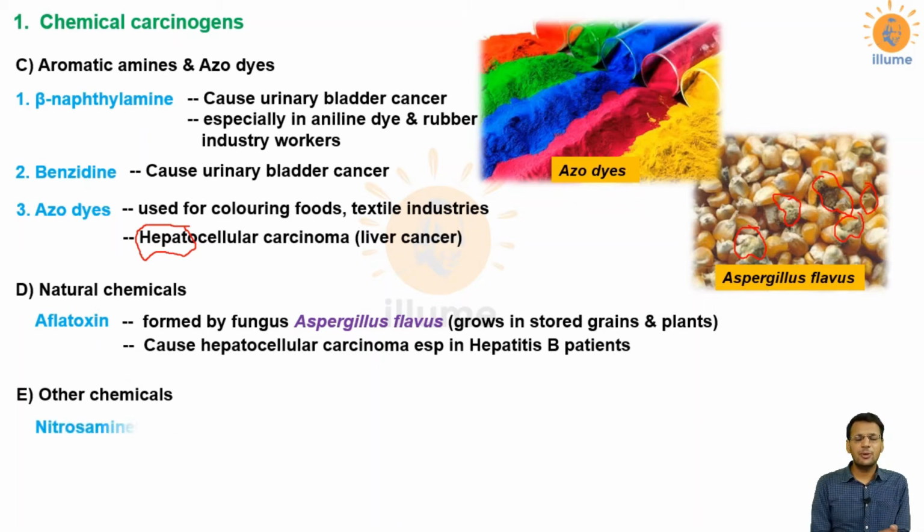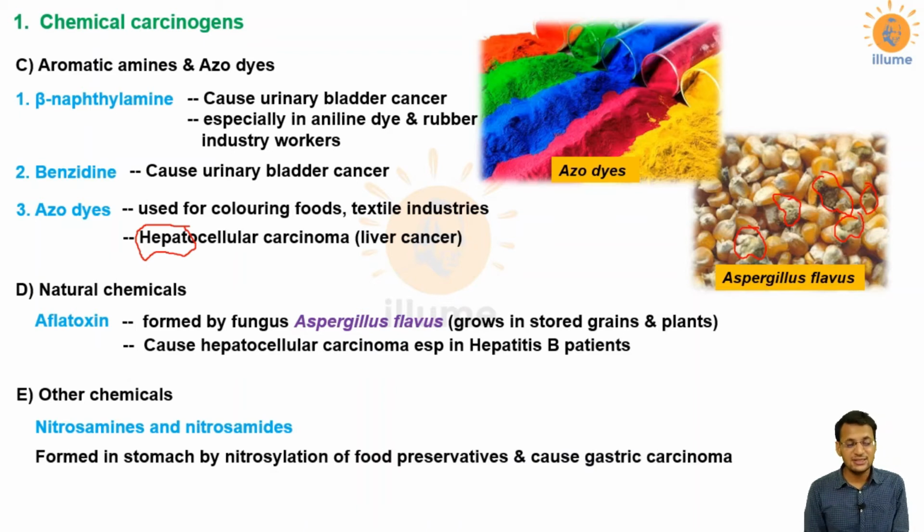Now the last group belongs to the miscellaneous chemicals, and in them the important ones are nitrosamines and nitrosamides. These are used as food preservatives, and when these food preservatives enter your stomach, they undergo a reaction called nitrosylation, and that nitrosylation produces nitrosamines and nitrosamides, and they cause gastric carcinoma. Gastric is a word used for stomach, so the carcinoma or the cancer of the stomach is called gastric carcinoma, and that's because of nitrosamines and nitrosamides.